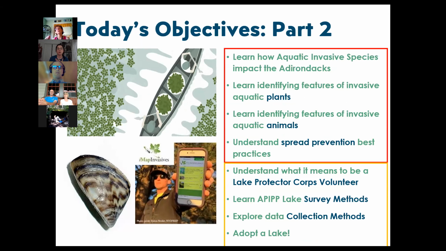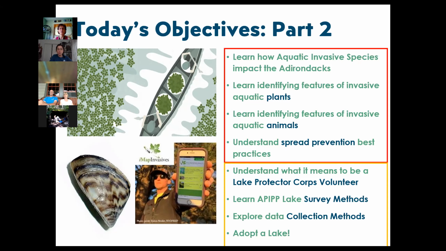We're going to understand what it means to be a Lake Protector Corps volunteer. We're trying out this new name too, so if we don't like it, we can change it because it's all a social construction. We never had a real name for this program prior, so we're trying to just give it a name. We're going to learn about APIPP lake survey methods and explore those data collection methods, and how to report. And then we're going to walk you through how to adopt a lake online. It should be pretty exciting. We're experimenting with a new tool, and I'm excited to show it to you.